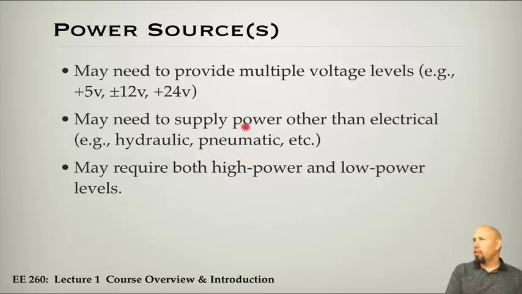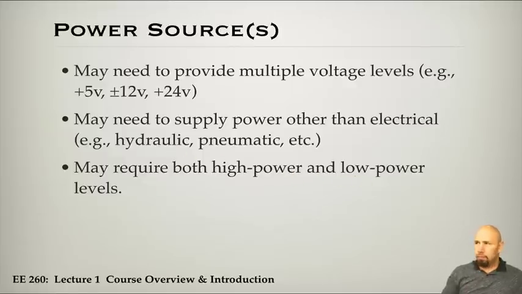In general, you may need to supply power other than electrical power. You may need hydraulic power or pneumatic power. That's a different kind of power. It may require high power and low power levels. For example, if you were driving a motor, the motor might require 30 amps. Well, there's no way you're going to get 30 amps going through an Arduino. You do that, and you're going to fry your Arduino. So it may require a higher amount of power.